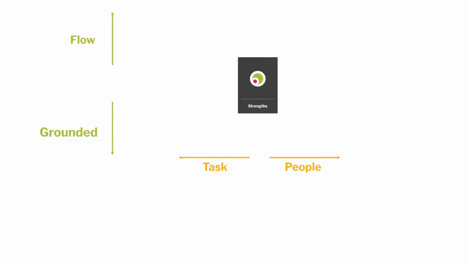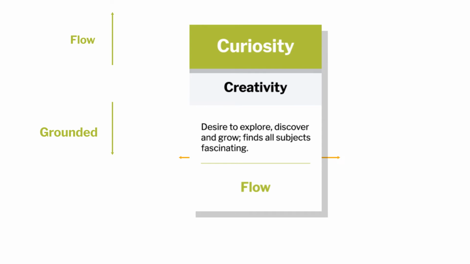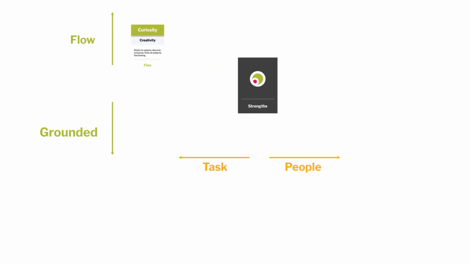So now let's put all that together. If you take the first strength that you mapped, curiosity, it's part of the creativity factor, and you have the brief description there. Creativity, in turn, is part of the flow dimension, and there are 2 other strengths that relate to creativity, open-minded and originality. And so we work through the whole framework.